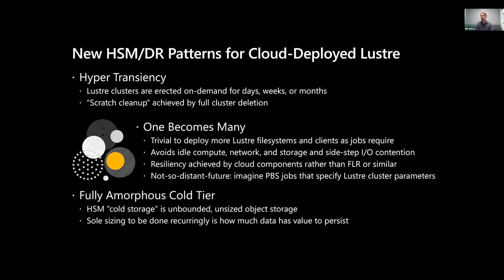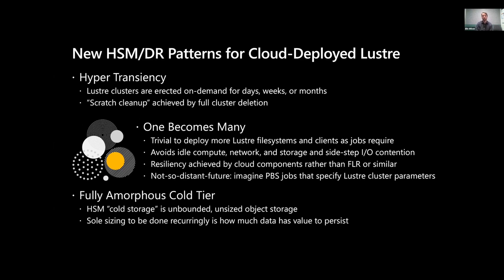So the one to a very small handful of Lustre clusters you're operating in your production environment will become potentially one per job. It's trivial to deploy more Lustre file systems and clients. You can avoid overfitting that way. So instead of scoping out, okay, I need 100 GPU-enabled clients and 10,000 normal CPU-enabled clients and all these various things up front, you can deploy these on demand as the job requests. Resiliency, FLR, things like that is achieved at the cloud component level rather than at the Lustre file system level.